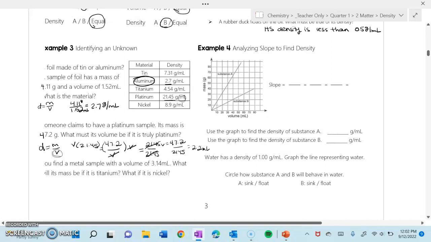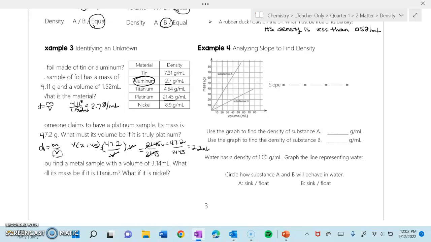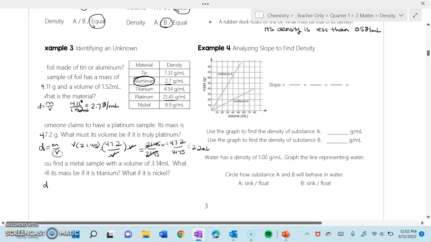Remember, the only options for volume are milliliters or centimeters cubed. In all of these listed on our table, volume is measured in milliliters. Lastly, you find a metal sample with a volume of 3.14 milliliters. What will its mass be if it is titanium? What if it is nickel? Okay, we have two problems now where we're going to find the mass.